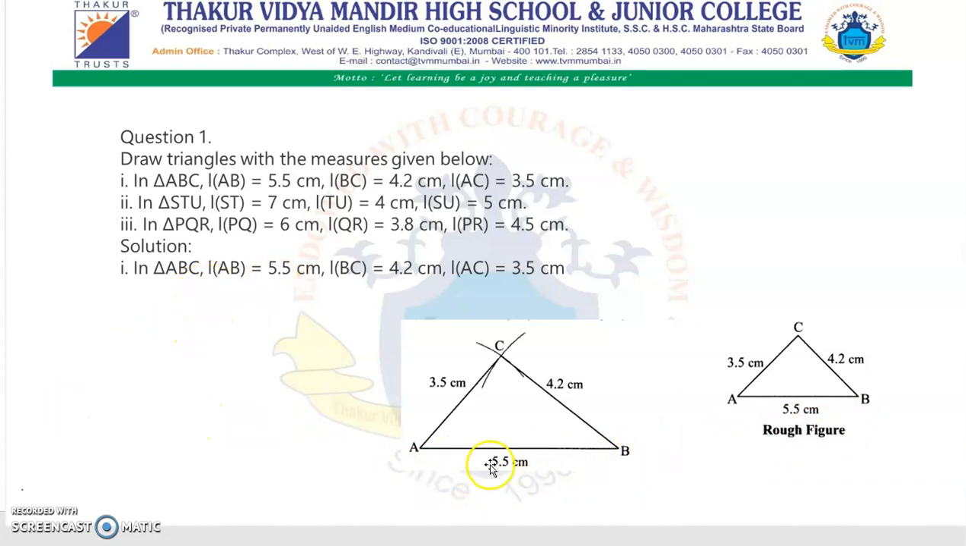Now in triangle ABC, first we will draw the base AB of 5.5 cm. Now with point A, draw an arc of 3.5 cm. Now change the needle to point B, draw an arc of 4.2 cm. Name the intersection point as C, join AC and BC. We get the required triangle ABC. In the same way, you have to do the next two questions, second question and third question.